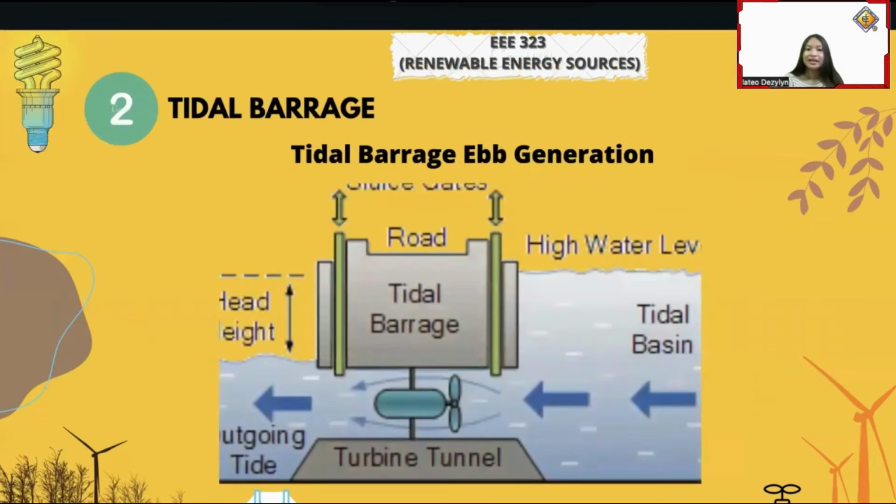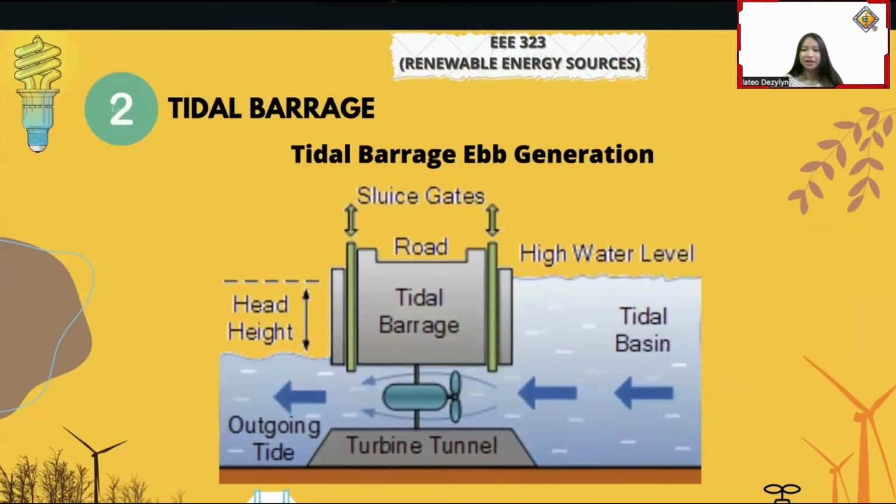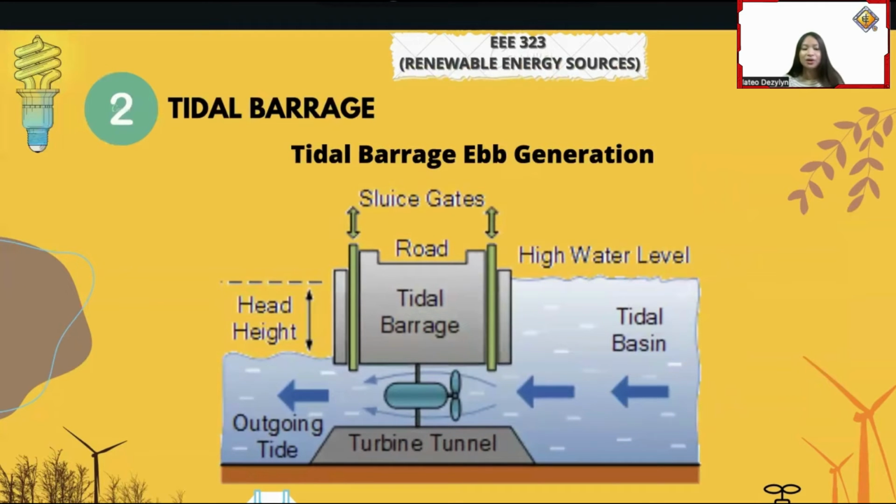The next is the tidal barrage ebb generation. At low tide, all the sluice and lock gates along the barrage are fully opened, allowing the tidal basin to fill up slowly at a rate determined by the incoming flood tide.